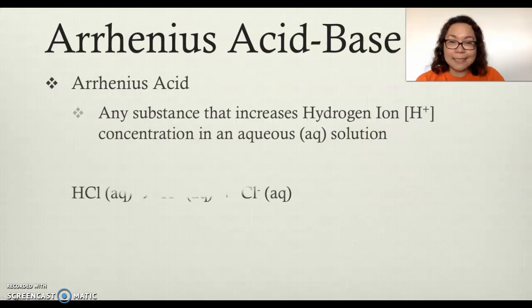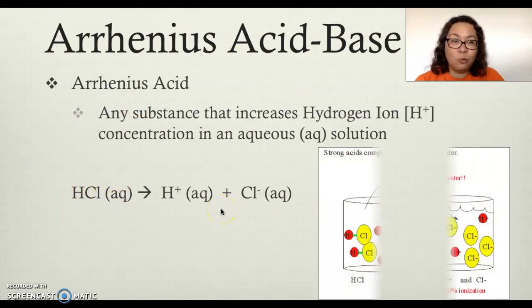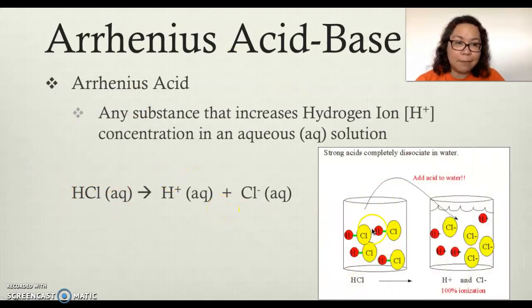So let's take a look at this example here. We have hydrochloric acid, HCl, mixed in water, like what happens here in this picture, this diagram. When you mix it in water, it completely dissociates, resulting in these hydrogen ions in the solution. And the presence of the hydrogen ions in the solution indicates it's an acid according to Arrhenius.